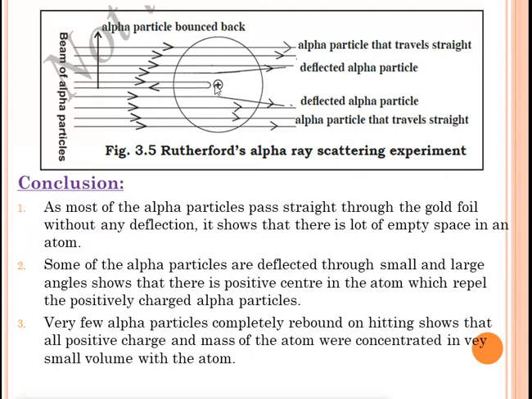Means in the center, the nucleus is concentrated, the nucleus is present in the center, which is carrying the positive charge. So these are the three conclusions: first, that most of the space inside the atom is empty. Second point is that the positive charge is present in the center of the atom. And the third point is that a very small mass is concentrated, means the positive charge which is present in the center is present in very small space, means its mass is very, very small.